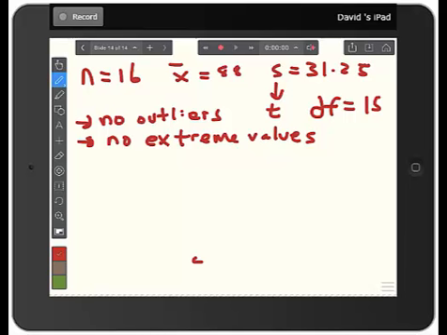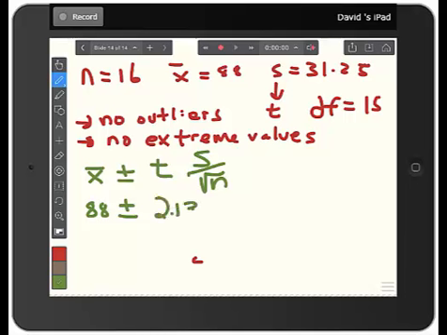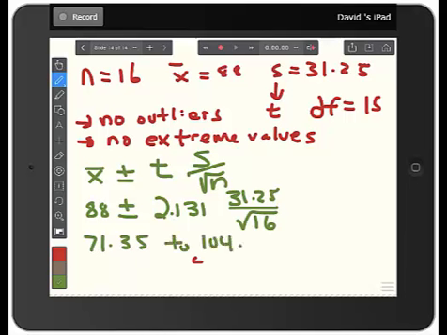So then we'll do our 95% confidence interval, and the confidence interval is always the statistic plus or minus confidence coefficient times standard error, and S sub X bar in this case is equal to S divided by the square root of N. So 88 plus or minus, and with 15 degrees of freedom and 95% confidence, go to your t table and you should get 2.131, and then S was 31.25 divided by the square root of N, which was 16, and that will all get us 71.35 to 104.65. And so that's our interval.